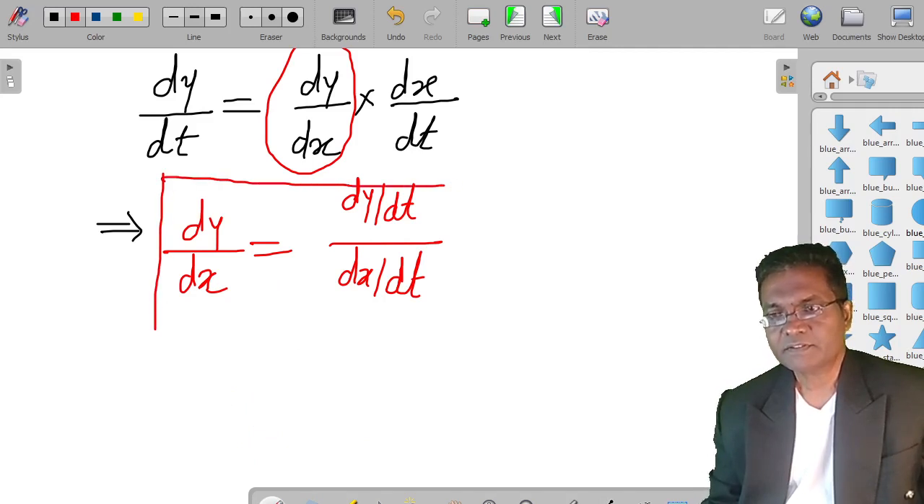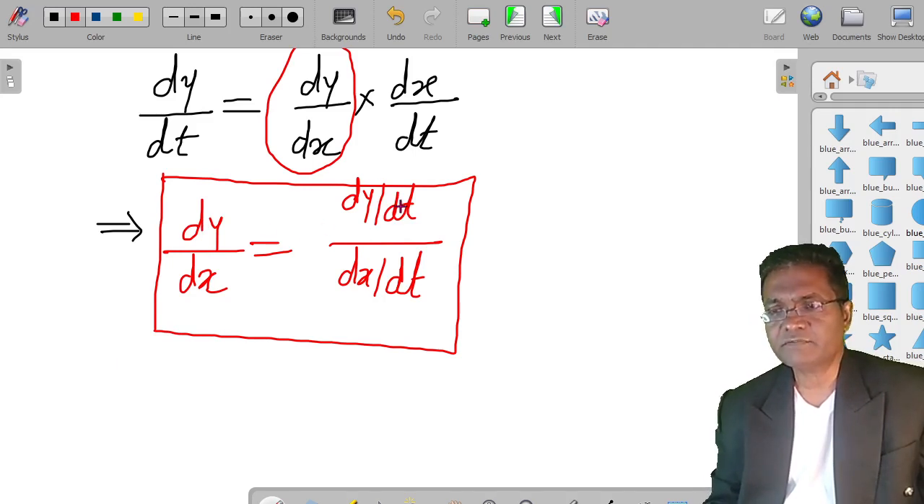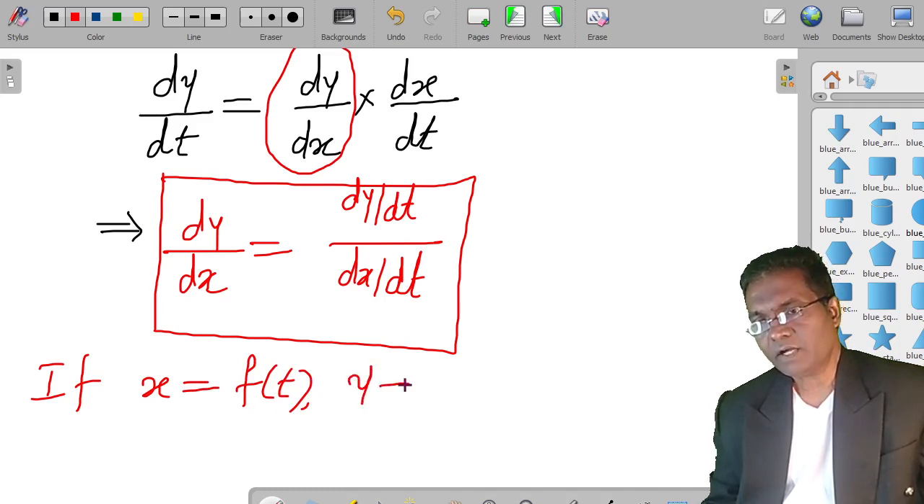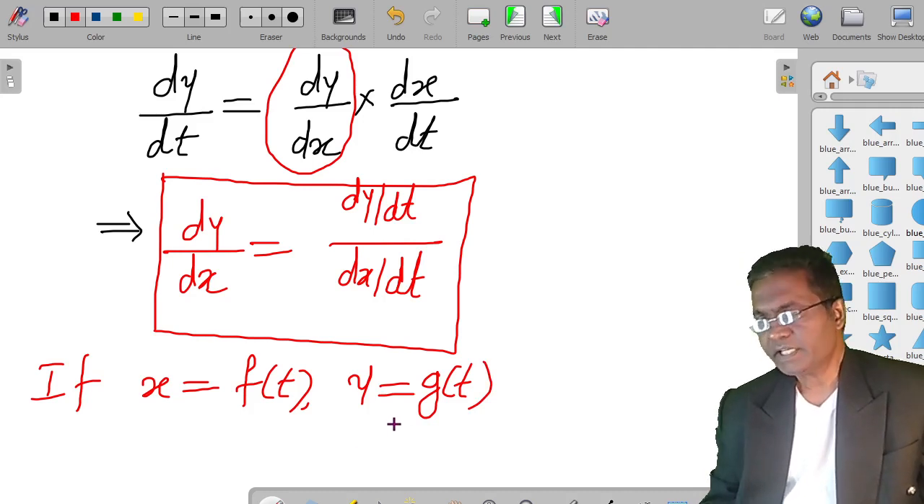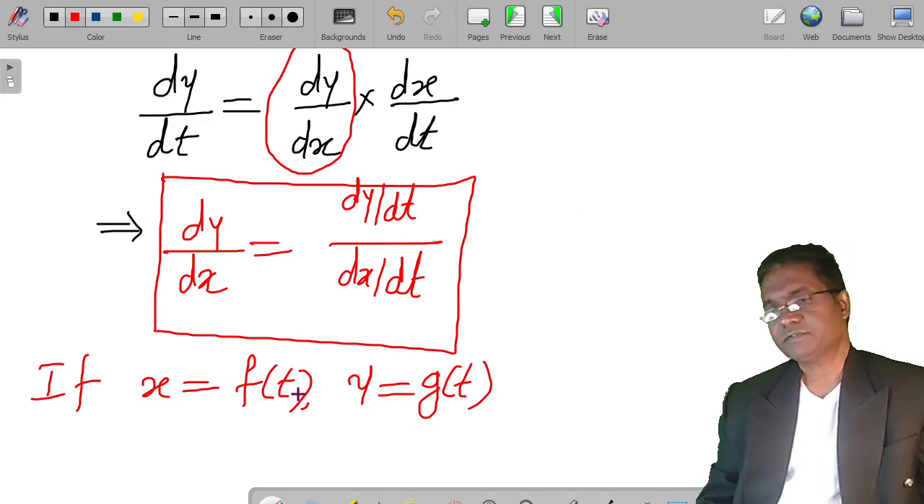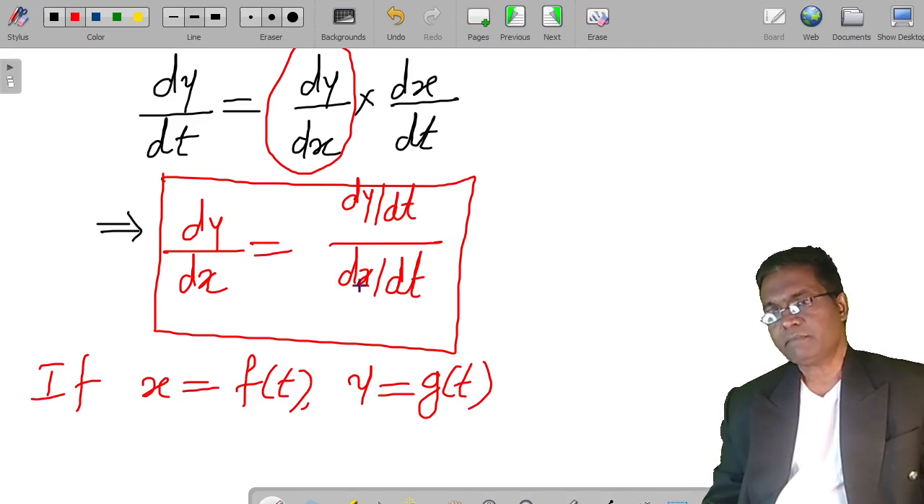Remember this: you can find dy by dx using the formula dy by dt divided by dx by dt, if x is a function of t and y is some function of t. If x and y are functions of t, then you can find dy by dx. Suppose you have theta here, then you can write dy by d theta divided by dx by d theta.